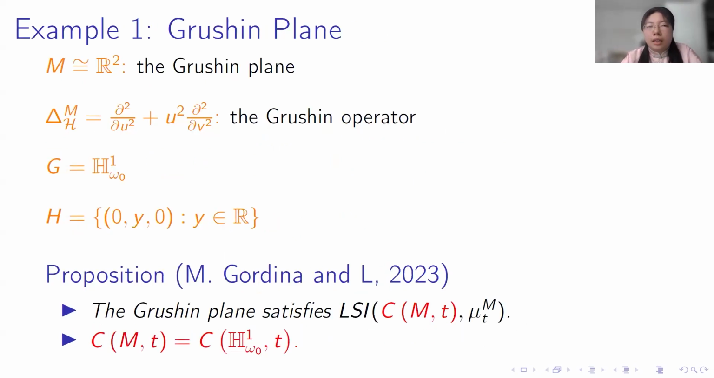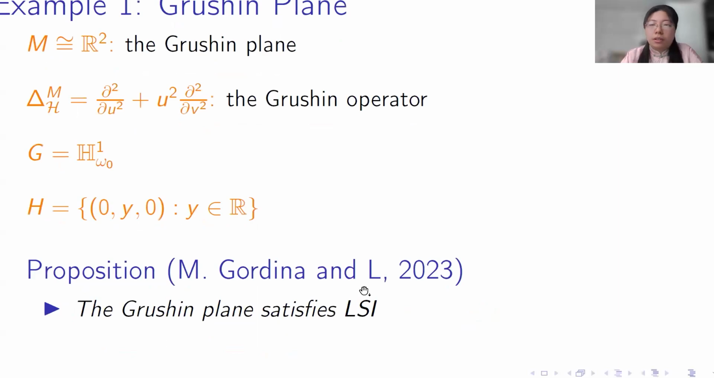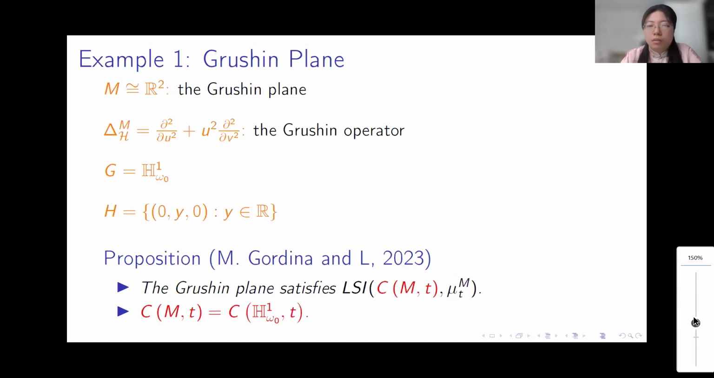Several examples fall into this category. The first one is the Grushin plane. It's a two-dimensional space, and we can consider the Grushin operator there. But what's special about this is that it has a singular structure. From our perspective, the Grushin plane can be regarded as a homogeneous space, where the acting group is taken to be the three-dimensional isotropic Heisenberg group. And we prove the log-Sobolev inequality, and we get the same constant as the Heisenberg one.